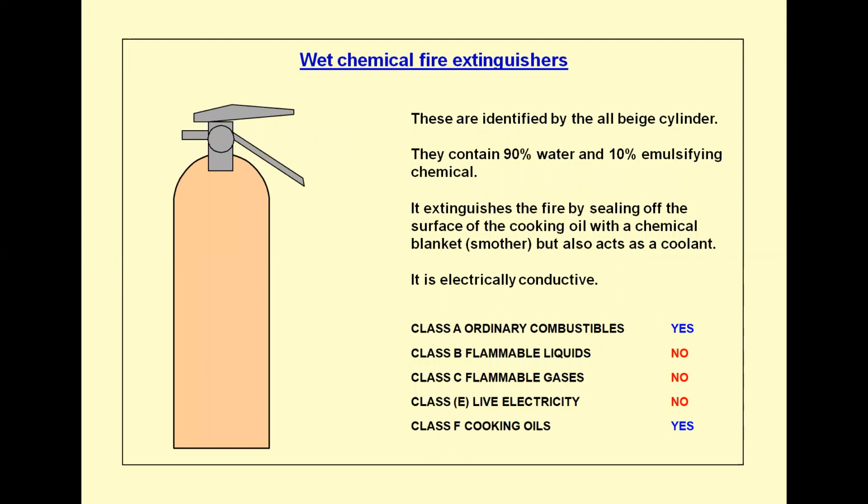Now we'll see about the wet chemical fire extinguisher. These are identified by a beige cylinder. These contain 90% water and 10% emulsifying chemical. It extinguishes the fire by sealing off the surface of the cooking oil with a chemical blanket, but also acts as a coolant. It is electrically conductive. So it can be used on class A and class F, which is cooking oil.